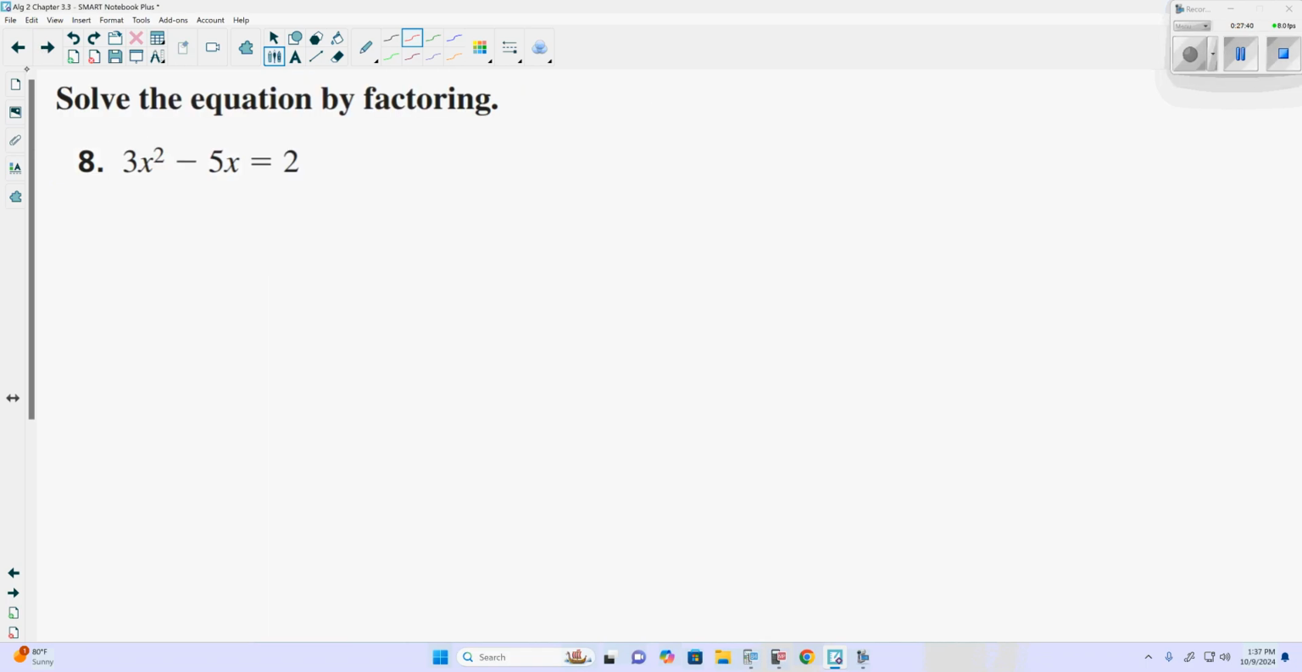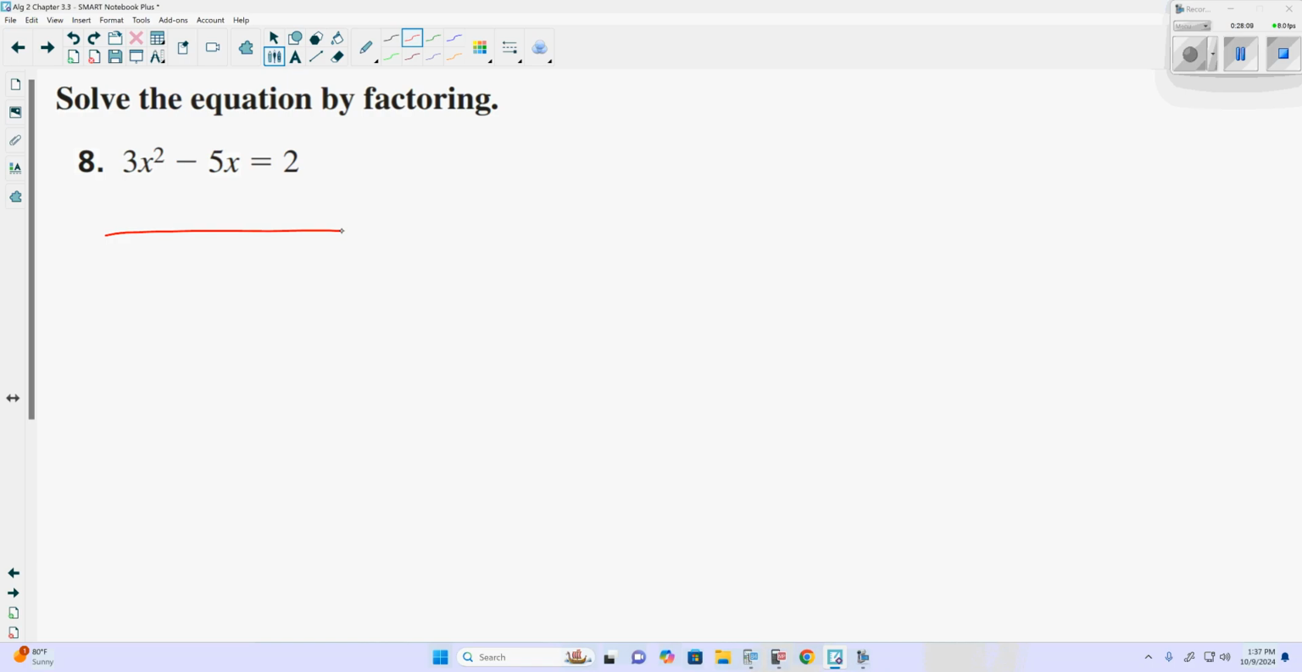3x squared minus 5x equals 2. Now again, it specifically asks for us to solve it by factoring. So we'll need to factor it to solve. Now we will have problems like this on the test, and there are points associated with solving it by the correct method. So you do get points for getting the correct answers, but you will need to be able to solve it by the correct way. So here, factoring.